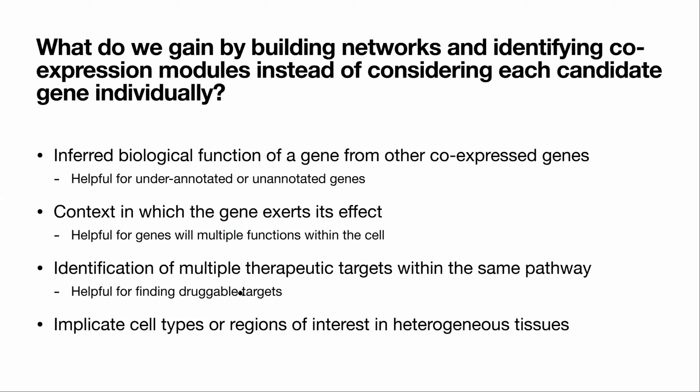And then finally, like knowing the biological function, we can also get information about cell types and regions, brain regions that may be of interest in a heterogeneous tissue. So if in our co-expression module, half of the genes are exclusive to dopaminergic cells, then that might be the cell type that's important for all genes within this module.